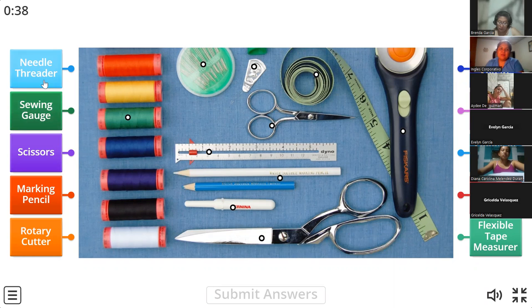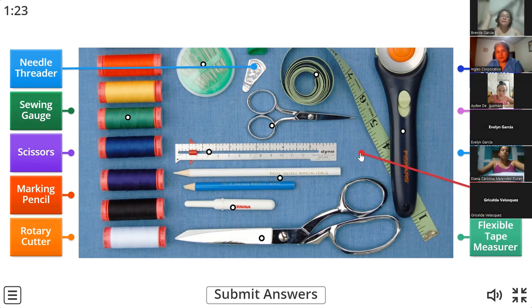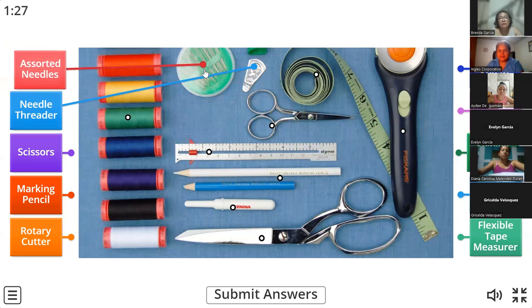Okay, which one do you think is the needle threader? Needle. Okay, we'll give you that one. Agujas de coser. Dedal. Es un dedal. Which one do you think is the assorted needles? Needle is aguja, okay? But this is the assorted, el paquetito de agujas, assorted needles. And the needle threader is this one.